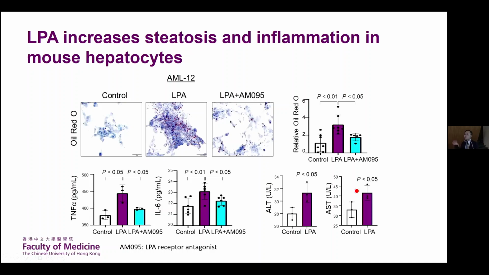In order to confirm that LPA indeed is responsible for the development of inflammation, we directly applied LPA in in vitro models using AML12 mouse liver cells. You can see that by adding LPA to the medium, we can increase the degree of both steatosis and inflammation. Again, both the inflammatory cytokines, TNF-alpha and IL-6, were upregulated, and there is also a marked increase in the ALT and AST in the medium.